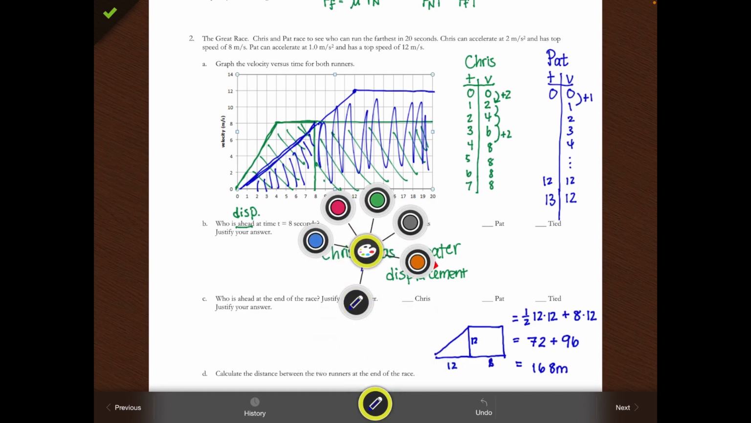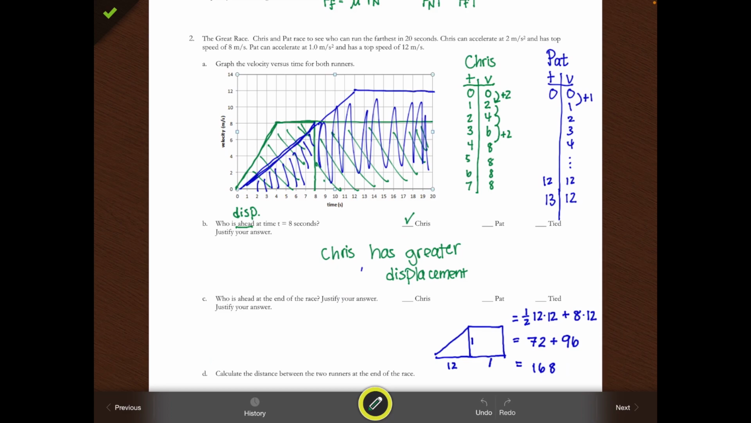Going back to Chris, well, that's also a triangle plus a rectangle, a really steep triangle for the first 4 seconds with a height of 8, and then the next 16 seconds at a height of 8. The area under the curve for Chris then would be 1/2 a base of 4 with a height of 8 plus a base of 8 times a height of 16. Mathing this out gets 16 plus 128 equals 144.